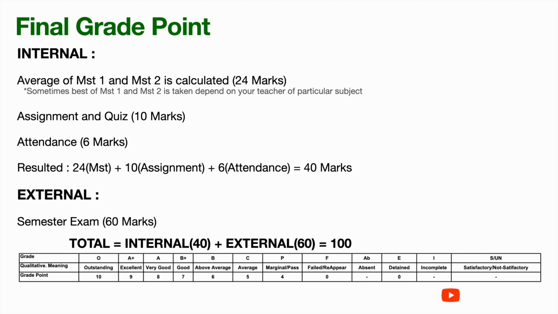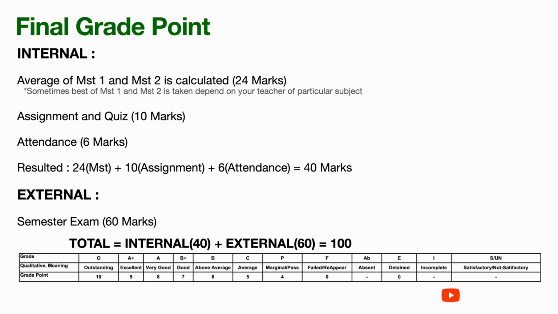Like when we were in semester 1, we also had the same doubt: will our MST 1 marks count, will our MST 2 marks count, or will their average count? In our case, what happened was that the best of 2 was taken. Let's take an example: if you have scored 16 marks in MST 1 and 20 marks in MST 2, so the best of 2 is 20, so 20 is taken. Okay, it all depends upon your teacher.